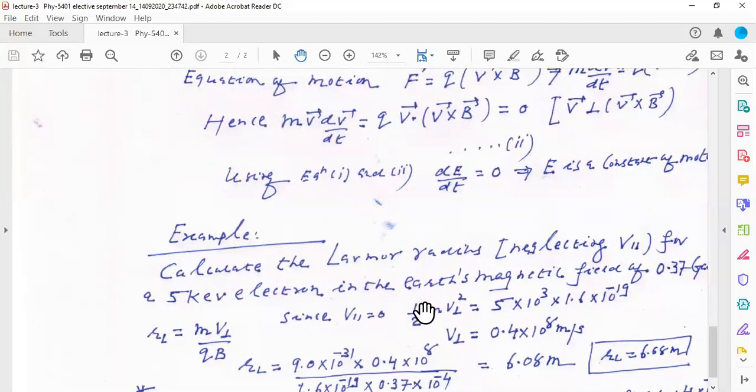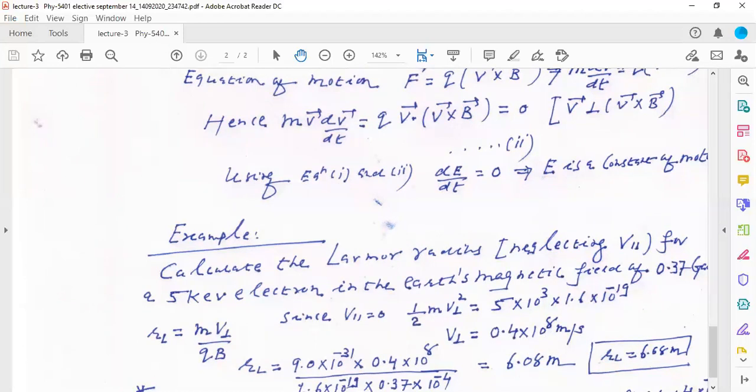So half m v perpendicular squared is 5 keV. 5 k is 10 raised to 3, and an electron volt in joules is 1.6 into 10 raised to minus 19. So I calculate V perpendicular, and V perpendicular is nothing but 0.4 into 10 raised to 8 meter per second. So this you can calculate using the expression of energy.